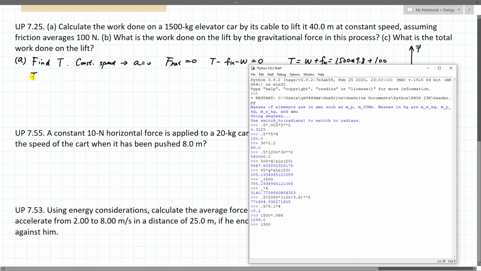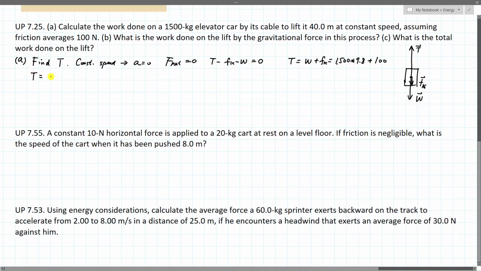1500 times 9.8 plus 100. So we have 14,800. So 14,800 in newtons, or I'll just write 1.48 times 10 to the 4th power newtons. Okay. So now we have tension.